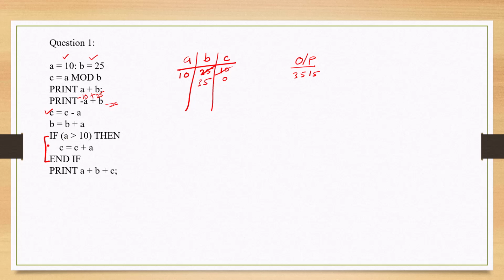Now we have a condition. If A greater than 10, the value of A is currently 10. So 10 cannot be greater than 10. The condition is false. This part will not work. After that, we just have print A plus B plus C. So 10 plus 35 plus 0, that's going to be 45, which will print in the next line. So this is your first output.